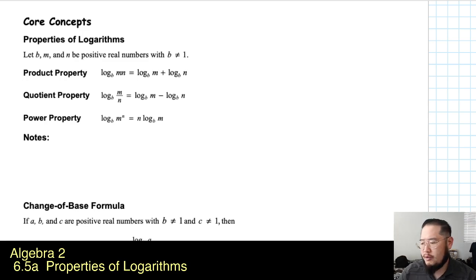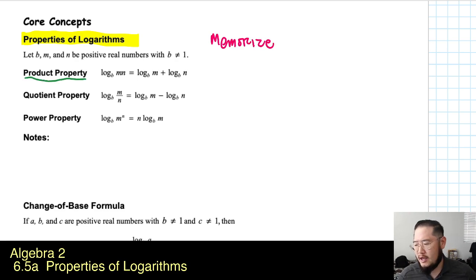With the product property, what they're saying here is this. If I have log base b of mn, that is the same thing. I could rewrite my expression as log base b of m plus log base b of n. So product property, think, hey, we're going to add the logarithms together. Think about it, it's the same thing as what you would do with exponents, right? If the bases are the same, what do you do with the exponents? When you're multiplying, you add the powers. So maybe you could think about it something like that.